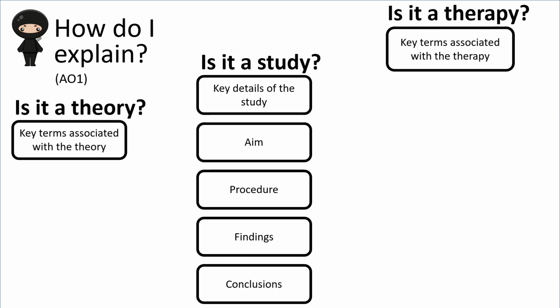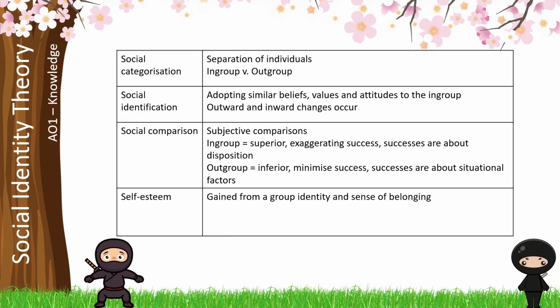So how are you going to explain social identity theory? Well, we've said the word theory a number of times, so therefore we're looking at key terms associated. What does that break down into? Well, we're looking at social categorization, social identification, social comparison. And those key headers we need to make sure we're explaining in terms of why prejudice specifically is a behaviour that's going to be the outcome.